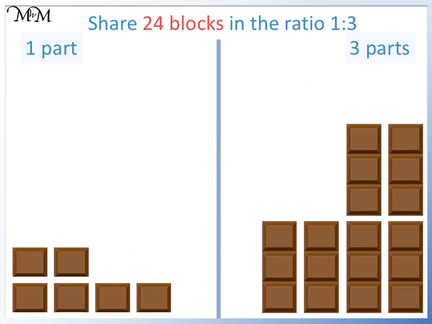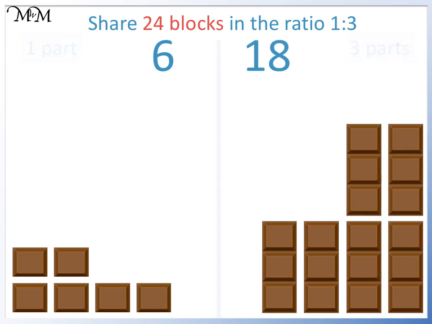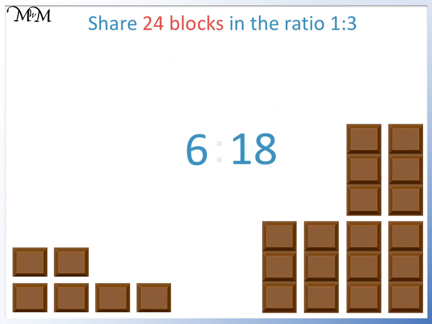On the left, there are 1, 2, 3, 4, 5, 6 blocks, and on the right, there are 1, 2, 3, 4, 5, 6 lots of 3, which equals 18. We have a ratio of 6 to 18.